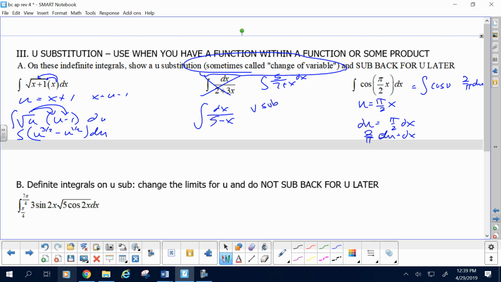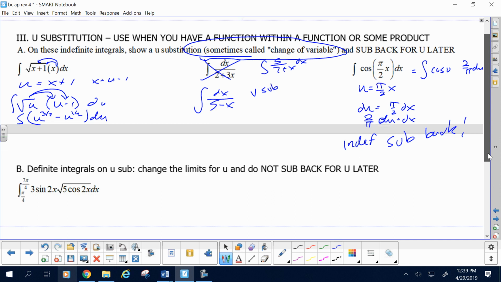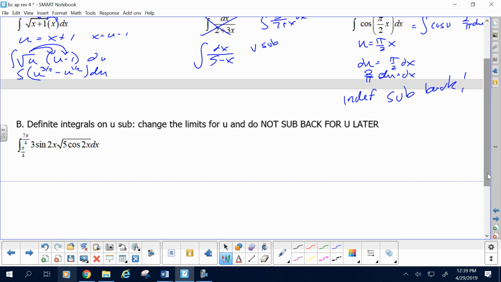And when you do u sub on an indefinite integral, you sub back. Please sub back. Okay? If there's a definite integral, there are 2 ways to go and 1 way you can't go. It is okay to u sub everything, including the limits. That is, I believe, how you were taught. That's definitely how I was taught. This is good to go. When you do that, you don't sub back.